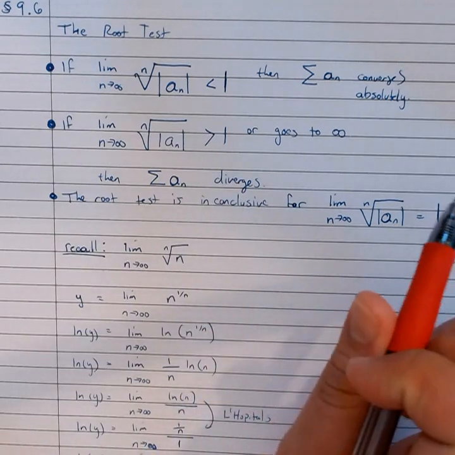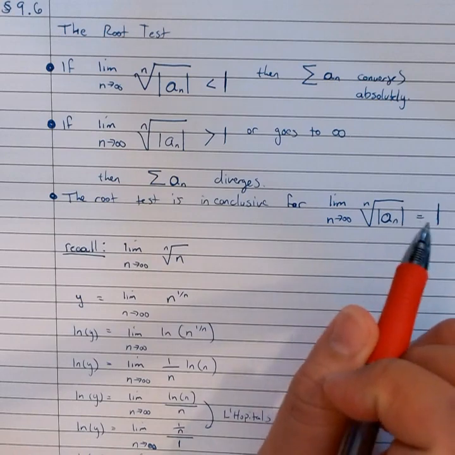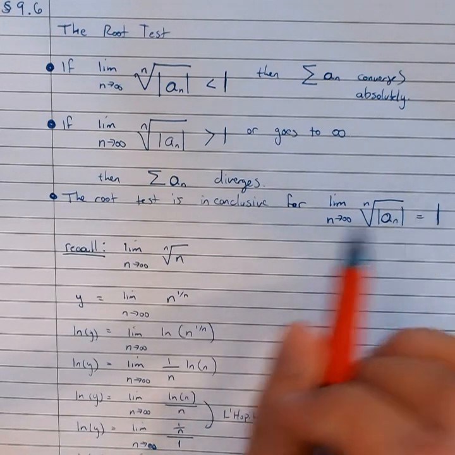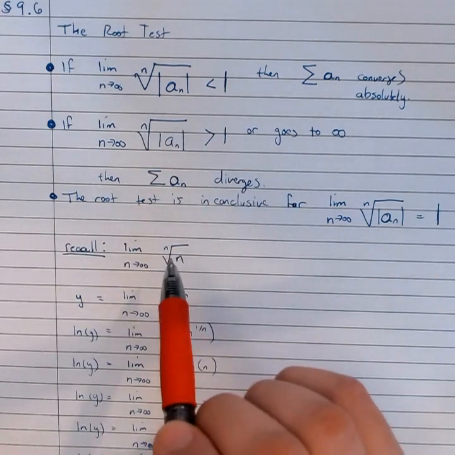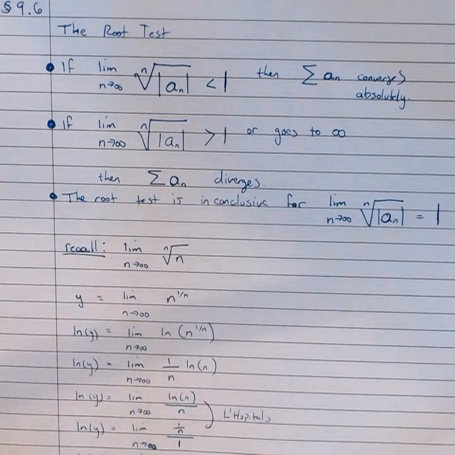And the only limitation, which unfortunately will show up from time to time, is there are going to be some cases where if your limit is 1, then your test fails, right? Meaning you don't learn anything. So you'd have to go find a different test.